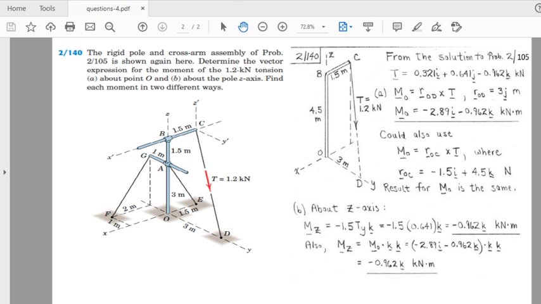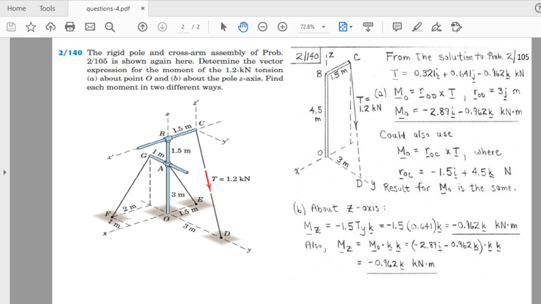Now this is shown here in the solution in part B. If you look at part B, the first part gives us the moment about the pole axis, and the magnitude is going to be 0.962. If we are to write the vector, then we have to multiply this again with the unit vector in the direction, which is again k. So the result is going to be minus 0.962k kilonewton meter.